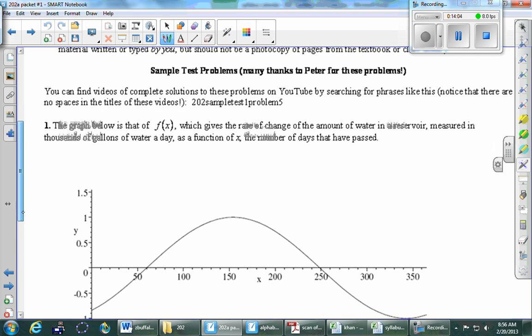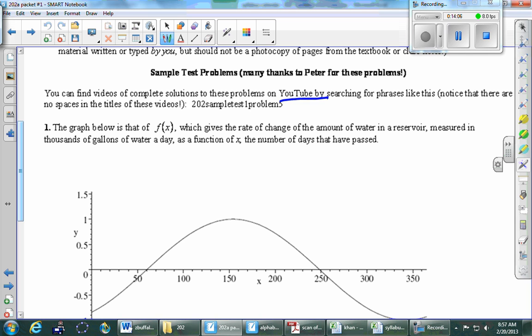And the last resource on this is that I did make videos of me going through each of these problems, and I'm telling you exactly the character string to search for if you want to find the videos. So 201 sample test 1 problem 5, for example. Although don't search that exact phrase because there are only 4 problems here, so that will come up empty. But that's the form, okay? Any questions on the study guide?